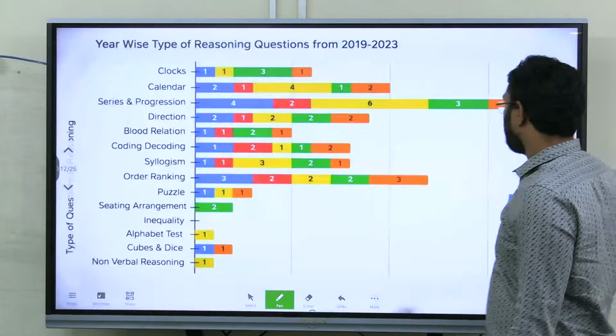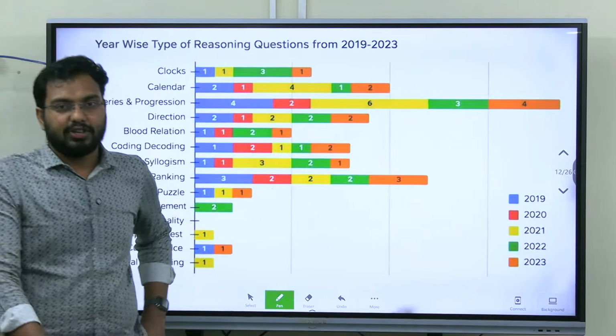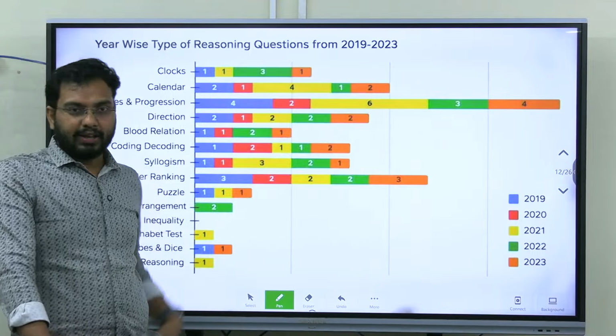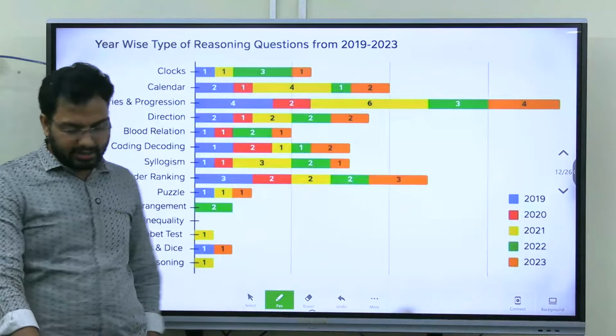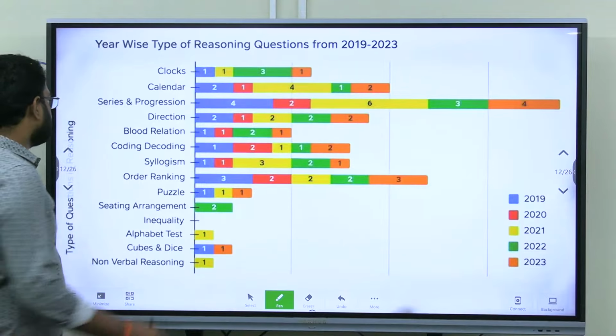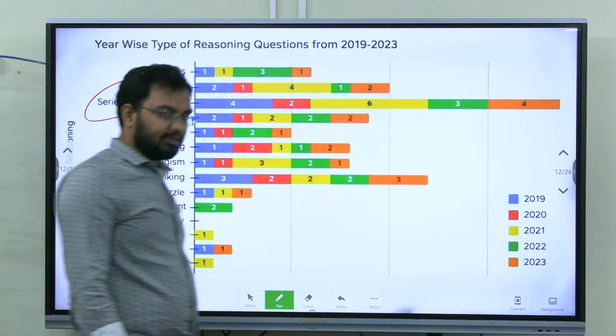Okay, so now let's come to reasoning. In reasoning, if you see the previous year trends, what is the most important topic as per this graph? Series and progression. Okay na? But what is the easiest?